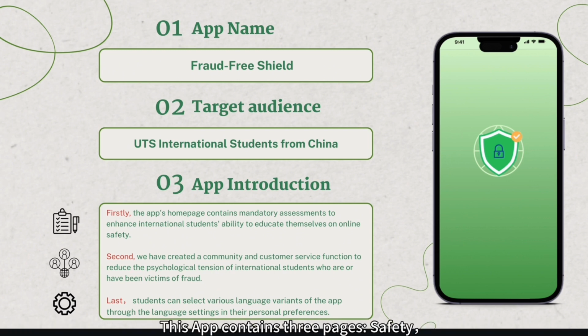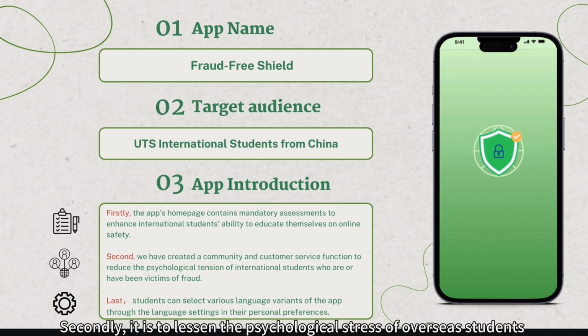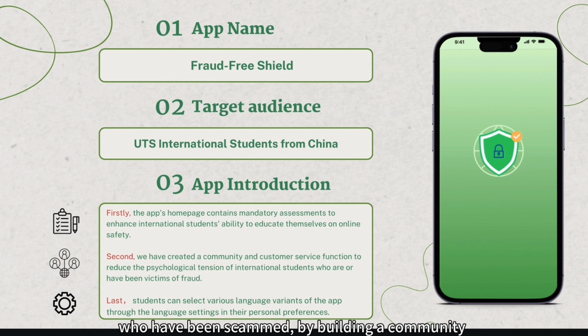This app contains 3 pages: safety, community, and the personal center. Firstly, the software starts with an anti-fraud quiz to help overseas students learn cybersecurity. Secondly, it is to lessen the psychological stress of overseas students who have been scammed by building a community and a customer support function. Finally, by changing their language options, students might choose app languages.